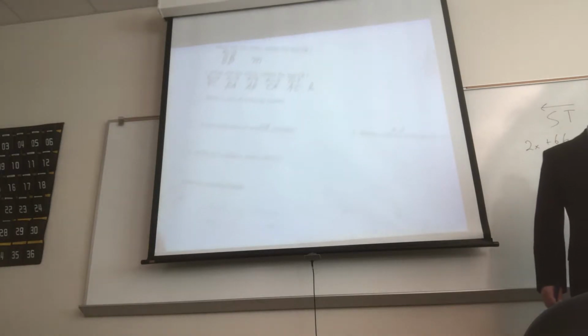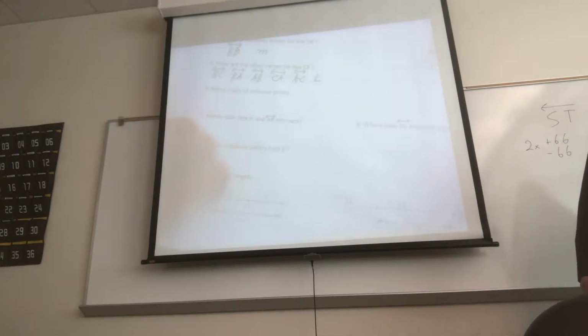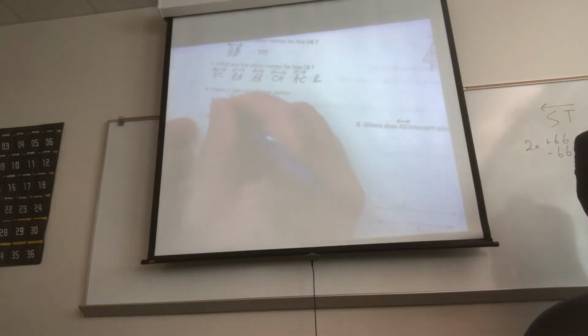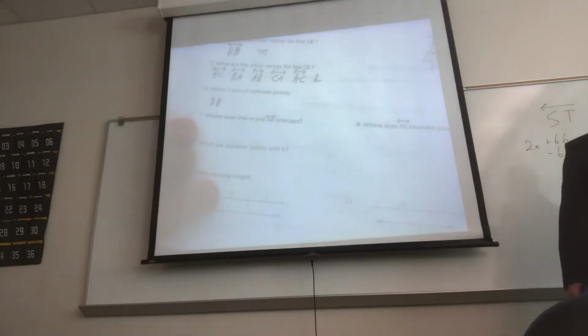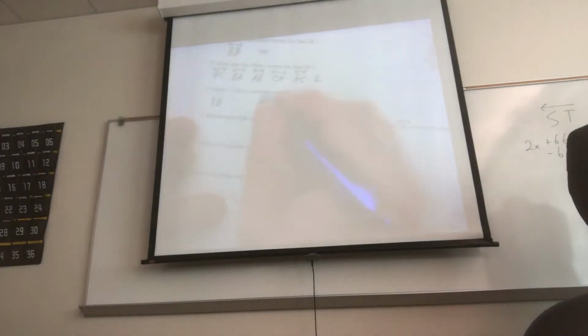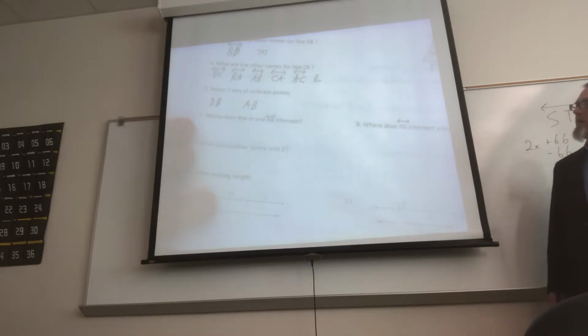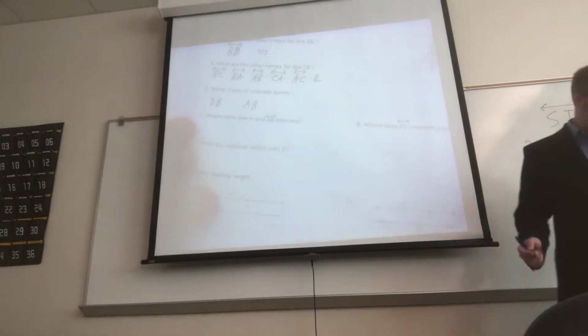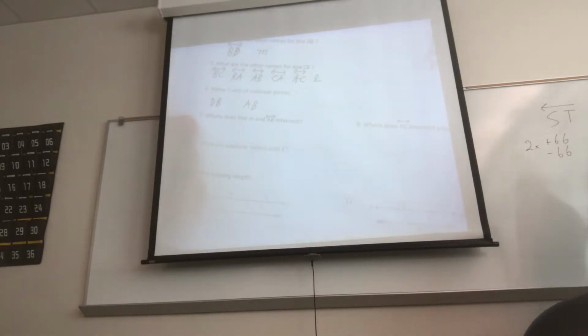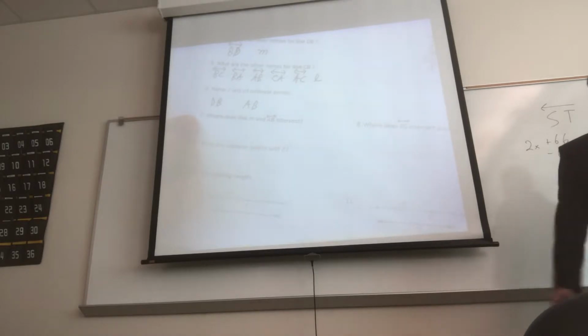Try to skip around just a little bit here. Two sets of collinear points. That just means they're on the same line. D and B are collinear. They exist on the same line. A and B are collinear. They exist on the same line. A and B, or A and D, do not. F doesn't even exist on the same plane as that.